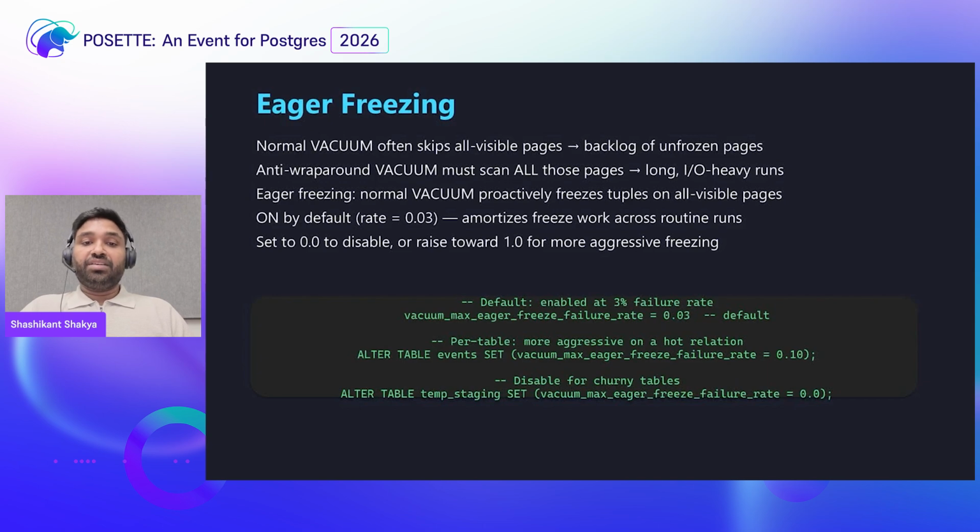This spreads the freezing work across the normal vacuum runs instead of saving it all for one big IO storm. You can set this on an instance level. You can even set this higher on aggressive tables or hot tables, or you can disable it. Some SQL examples are here showing how you can make this change.